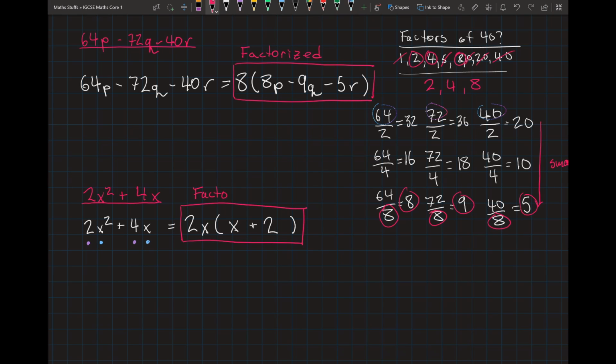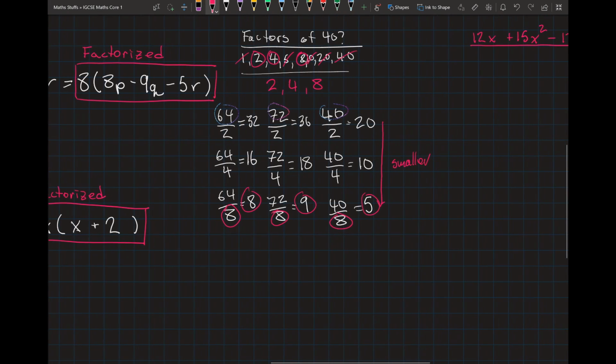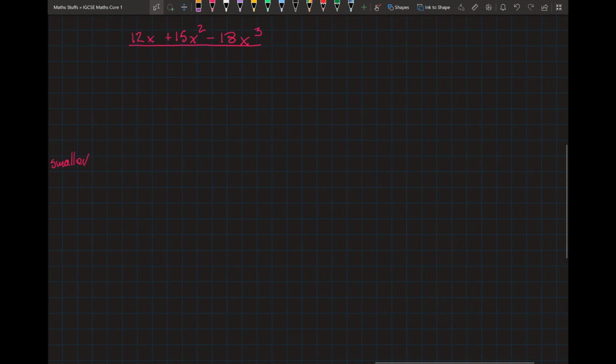That's factorized now. Factorized. There we go. Alright, one more, and then we're done with this lesson. This one is much longer, probably too long.